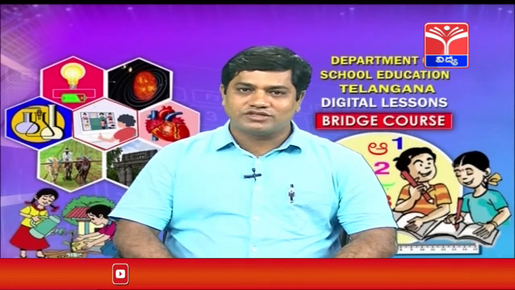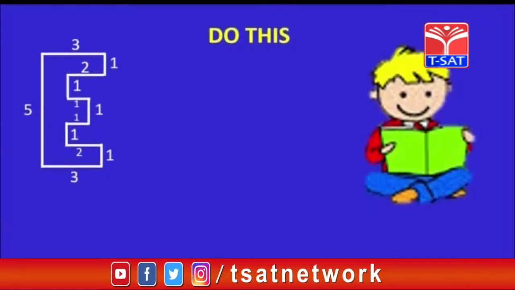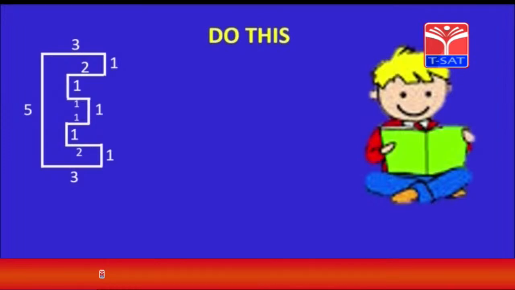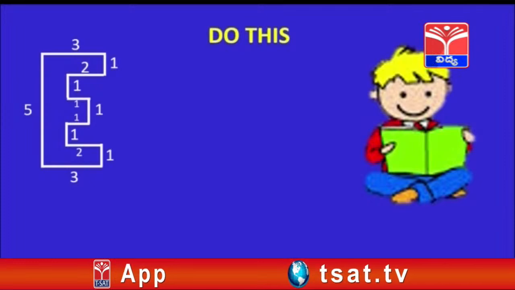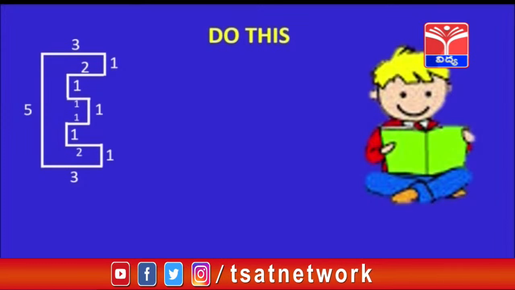Now let us come to the next thing. I will give you some figures here. Observe this one. It has all line segments and measurements are given. I have taken 3 units, 5 units, 3 units, 1 unit each and all like this. All are centimeters. Now try to get the perimeter.